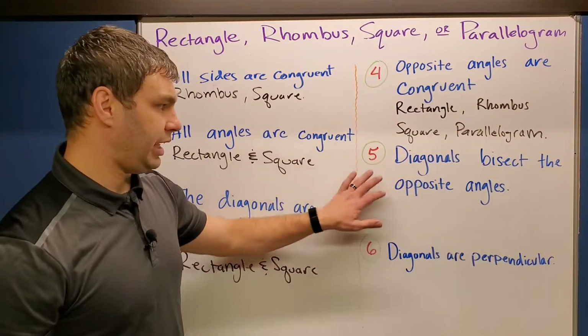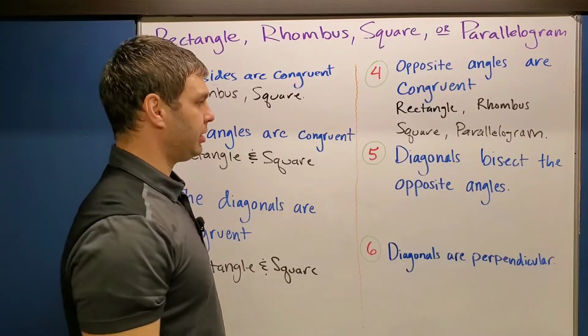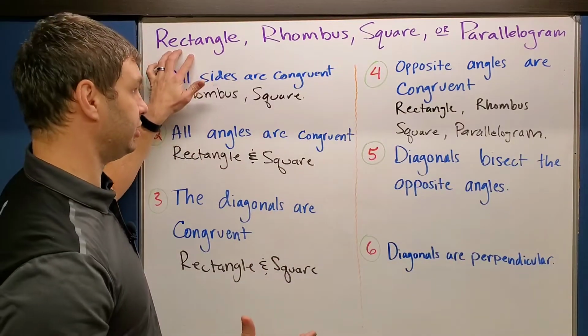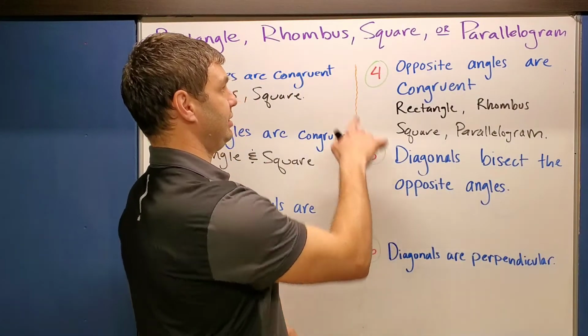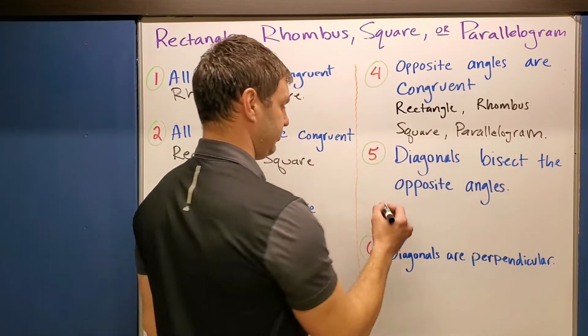All right, next one, number 5, says diagonals bisect the opposite angles. If we think through this, a rectangle, not necessarily true. A rhombus, though, that is part of the definition of a rhombus. And since it's true for a rhombus, it has to also be true for a square.